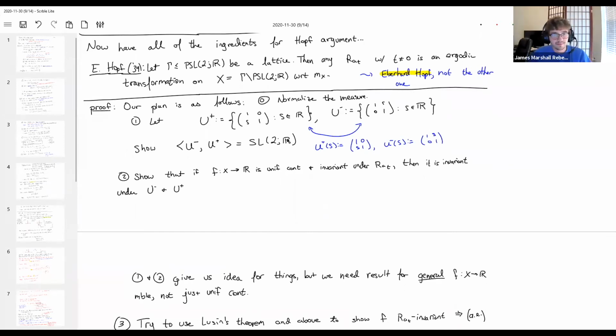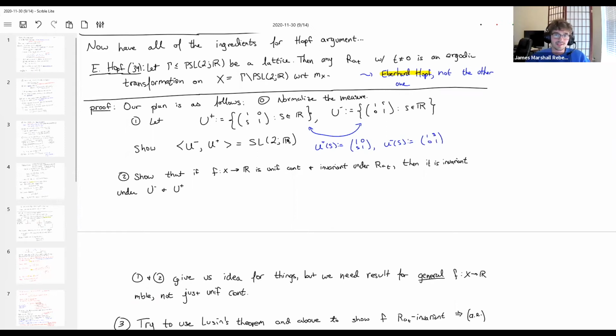Okay. Thanks. Yeah, hopefully it'll be clear once we go through the second step. So the second step is to show that if we have a uniformly continuous function going from X to R, and it's invariant under RAT, then it is also invariant under U minus and U plus. And then this will lead us to what we want. So this gives us basically the idea.